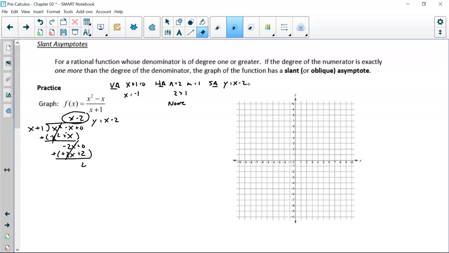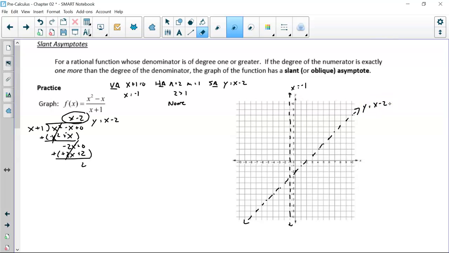There's my slant asymptote. So I can sketch these. X equals negative 1, it's right here. Whenever you have a slant asymptote, you will not have a horizontal asymptote. Keep that in mind. Our slope is 1 and our y-intercept is at negative 2. So I'm just going to sketch the points for this line, and then I'm going to dash a line through those points. So there's x equals negative 1, y equals x minus 2.